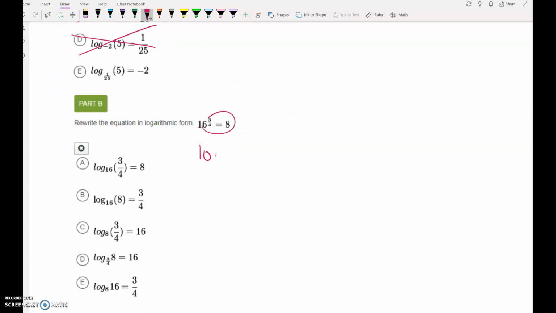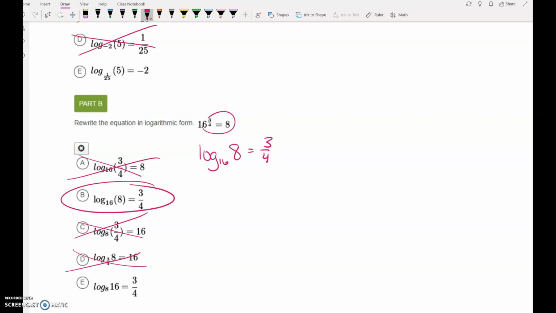Log base 16 of 8 equals 3/4. So you want the ones that say equals 3/4, and then you want to make sure it's log base 16 of 8.